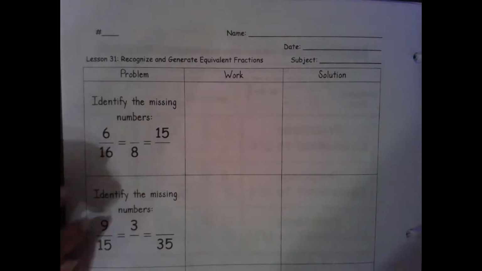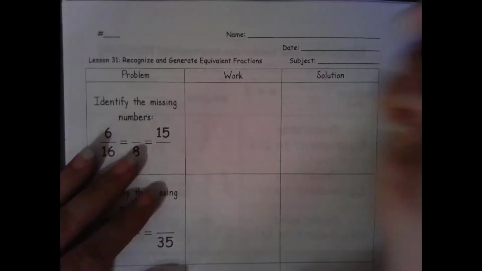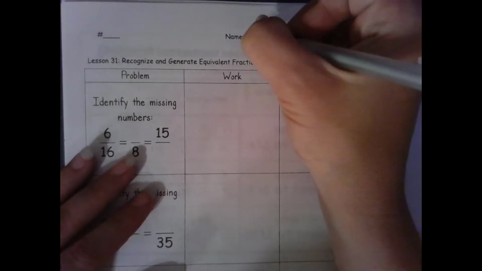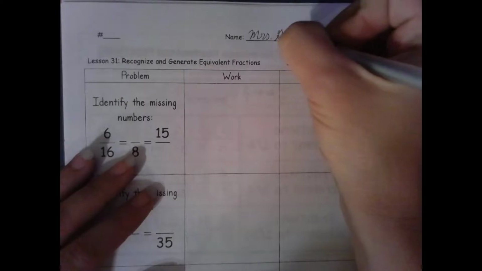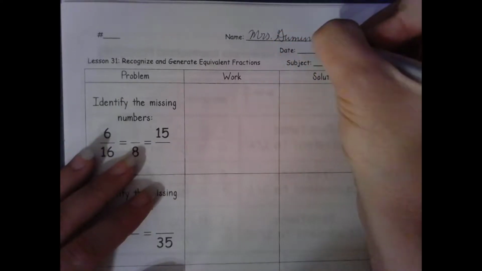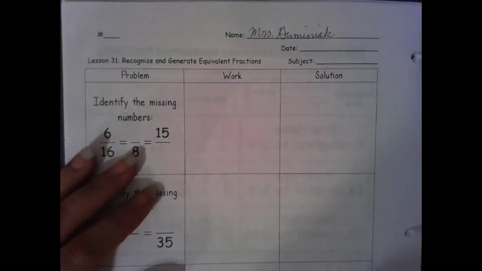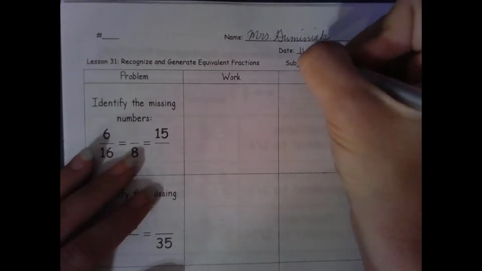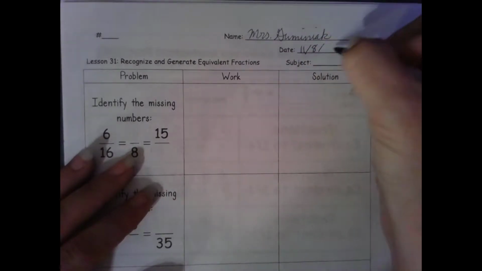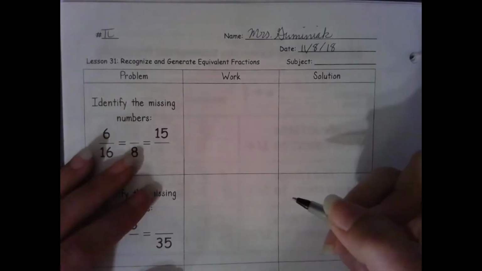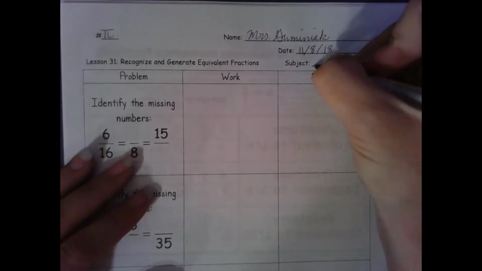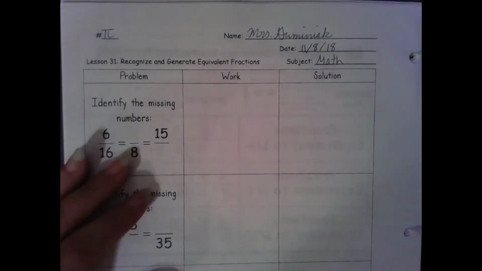Okay, we're on to part 2 of lesson 31. Please make sure you put your heading on your page: name, number, date, first and last in cursive. Make sure you're writing the date that you're doing the notes, not just when I'm writing them down. Number is pi. Make sure you put your number, and our subject is math.